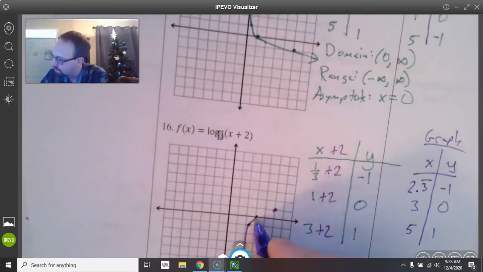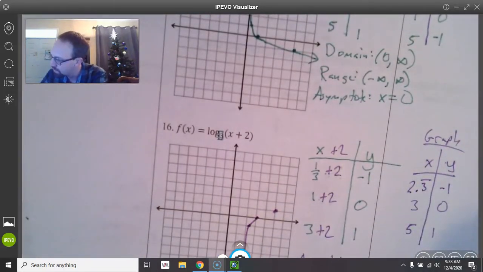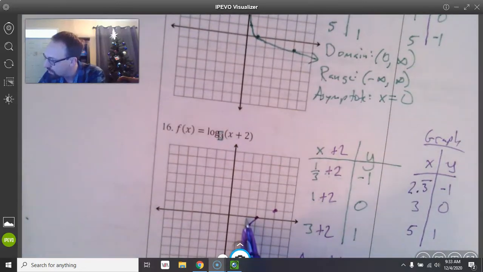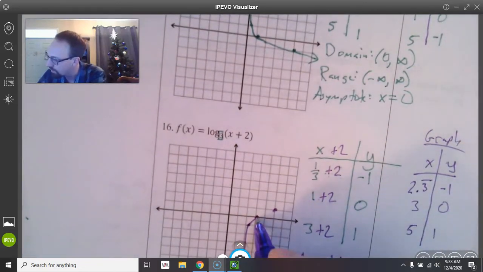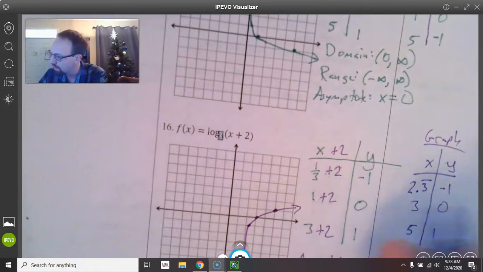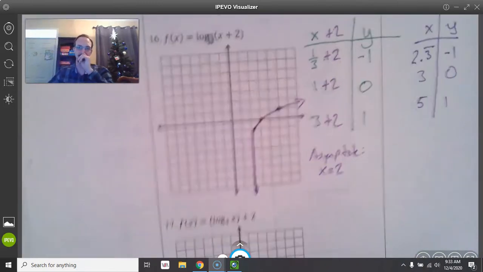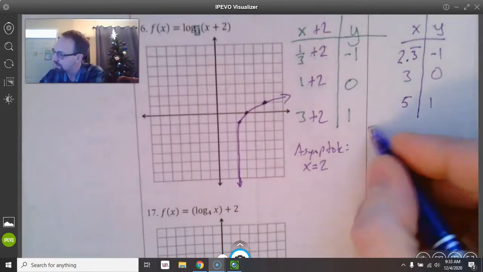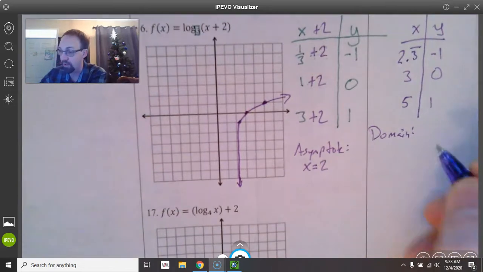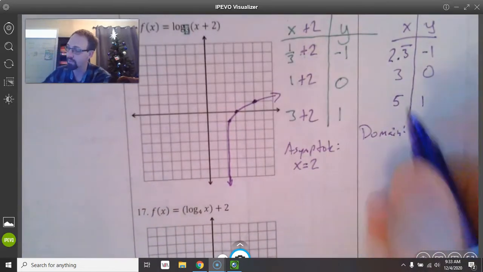And there we go. Like that. And then domain, remember, domain is directly correlated with your asymptote.